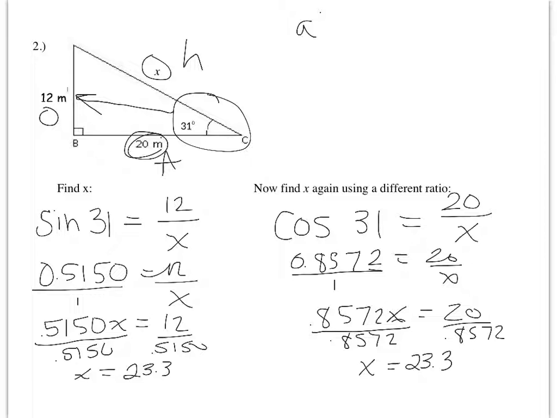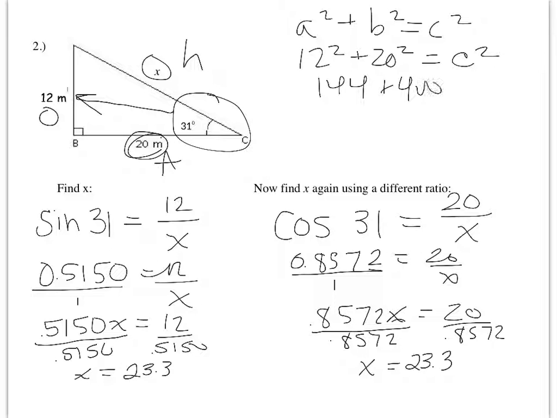So if we had done a squared plus b squared equals c squared, the 2 legs that are given to us are a and b. So we have 12 squared plus 20 squared equals c squared. That's 144 plus 400. And then that's 544 equals c squared. Finally, let's take the square root of both sides, and we get that c is about equal to 23.3.